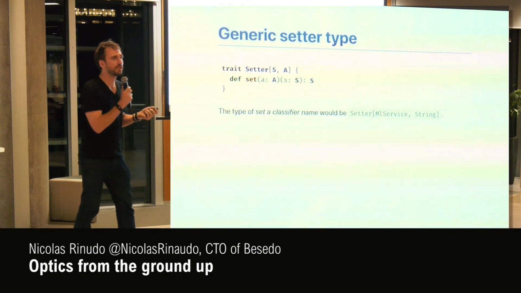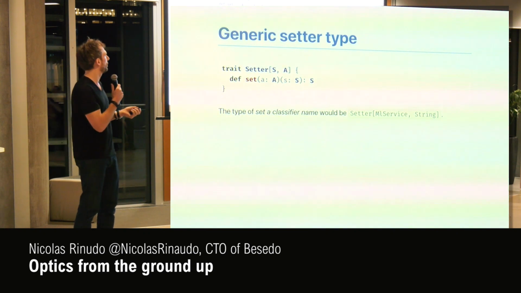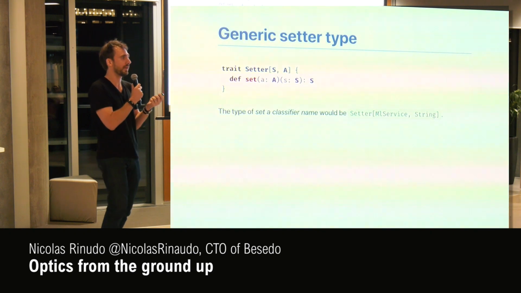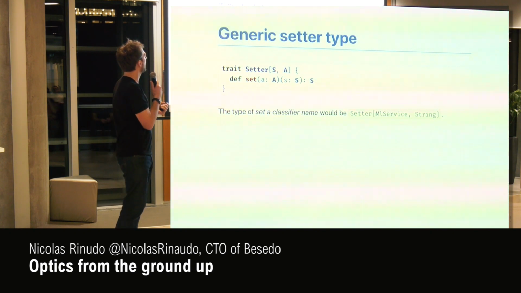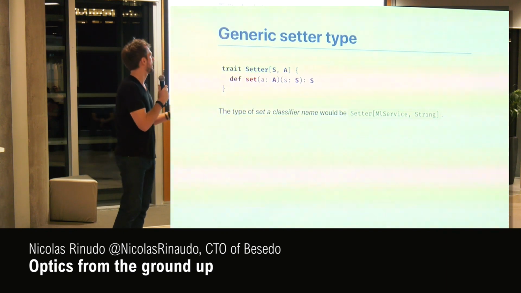S, I believe, stands for state. I've tried to look up the origin. I discussed it with people. The consensus is it came from state, so that's why it's an S. I couldn't actually prove it. And this is the type of the object you want to modify, and A is just an A, and it's the type of the value you want to modify.